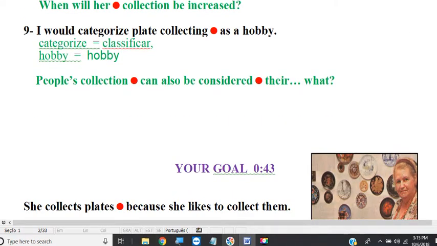Line 9. I would categorize plate collecting as a hobby. Question. People's collections can also be considered their what? I would categorize plate collecting as a hobby.